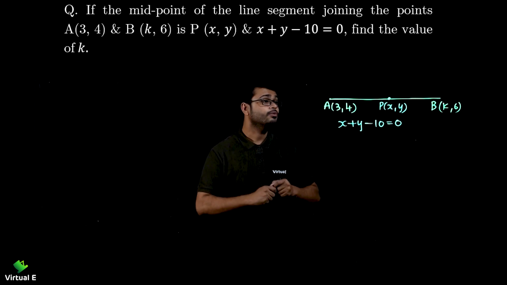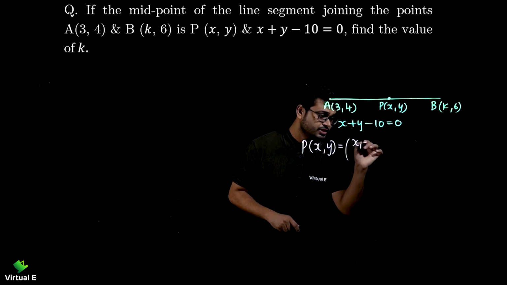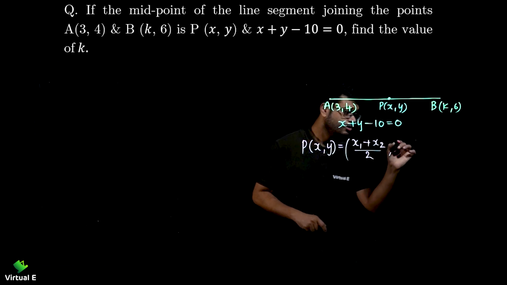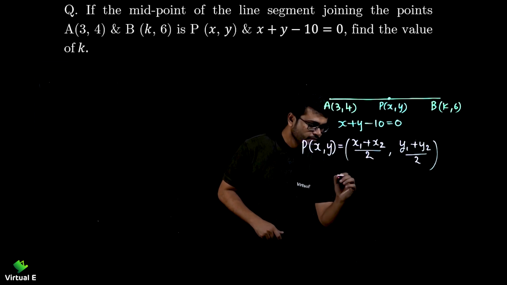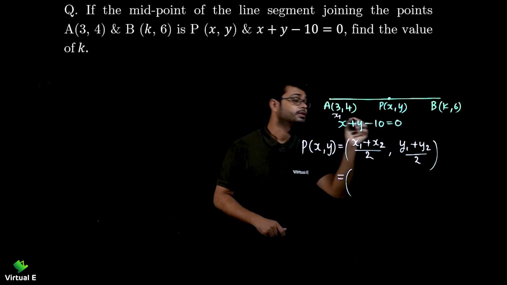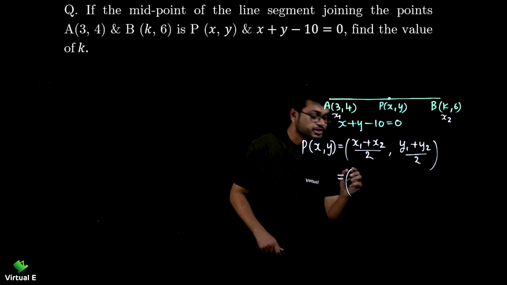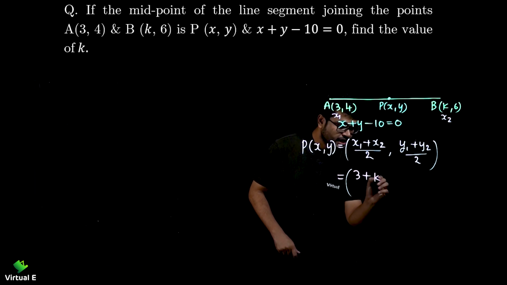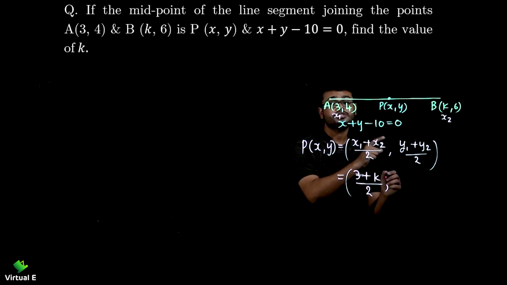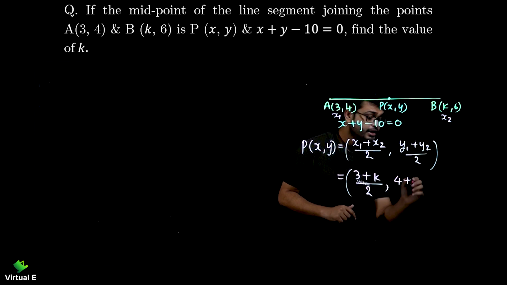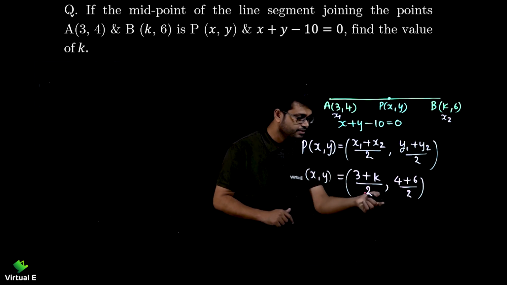P is the midpoint. If I want to write the formula for P(X, Y), that will be (X1 plus X2) by 2, (Y1 plus Y2) by 2. Now let's substitute the values. This is X1, this is X2. Point A is 1 and point B is 2. So X1 is 3 plus X2 is K, and the denominator 2 will be there because we are talking of the midpoint. Then Y1 is 4 plus Y2 is 6, denominator 2, and here X, Y as it is. Let's simplify further if we can.